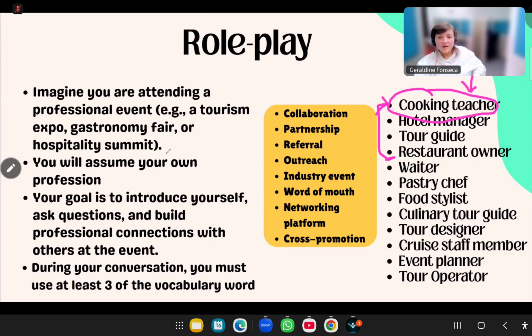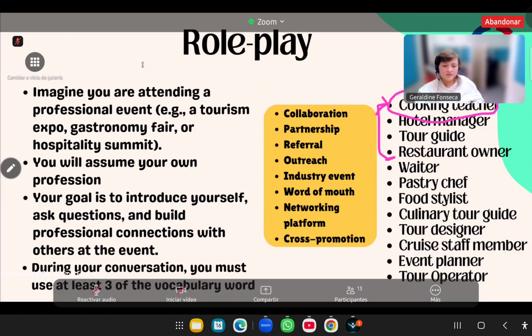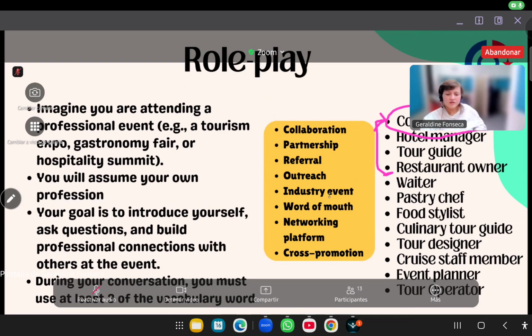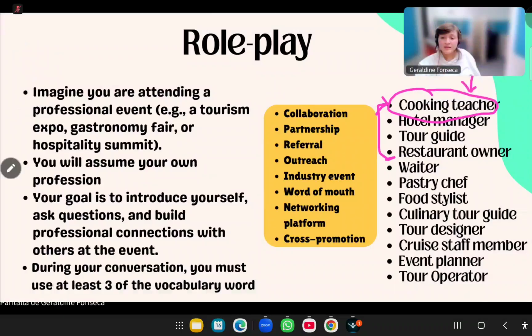So Angie, Esperanza, Nicolas, and Paula, through the chat, send me the role that you would like to assume: restaurant owner, waiter, whatever. You tell me. The others, you know your own roles.